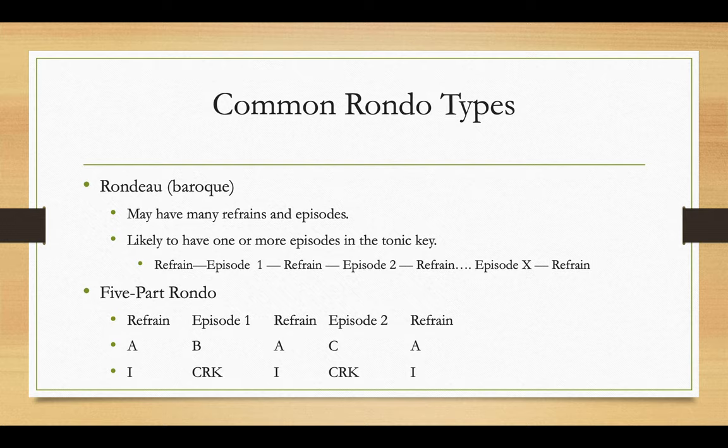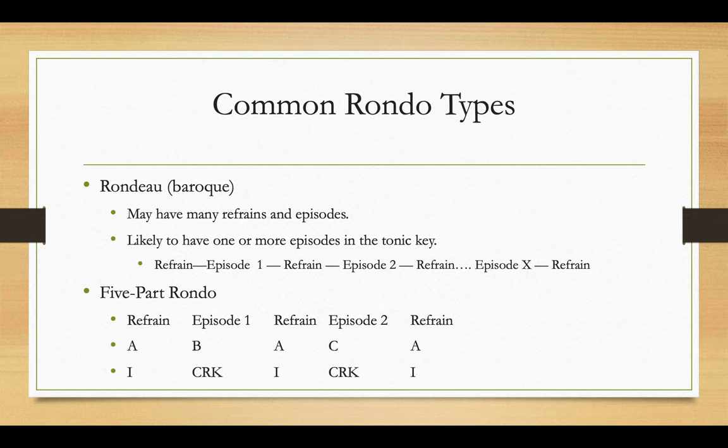What I've shown here schematically is the most typical type of five-part rondo, where the three refrains are all in tonic, all of them have the same thematic material, and the two episodes are in closely related keys, and those two episodes are distinct from one another thematically, which is why I've represented them with capital B and capital C.